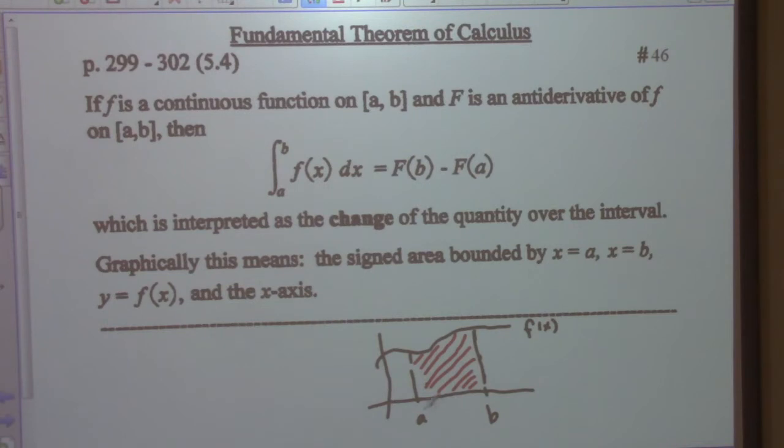And so sometimes you'll see these things called bounds of integration or limits of integration. So these are called bounds, a and b, bounds or limits of integration.